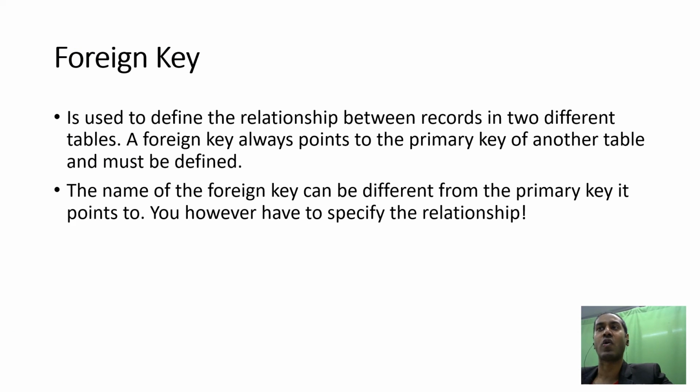And finally, foreign keys. A foreign key is used to define a relationship between records in 2 different tables. A foreign key always points to the primary key of another table and must be defined. The name of a foreign key can be different from the primary key it points to. You, however, have to specify the relationship. So what does this mean?